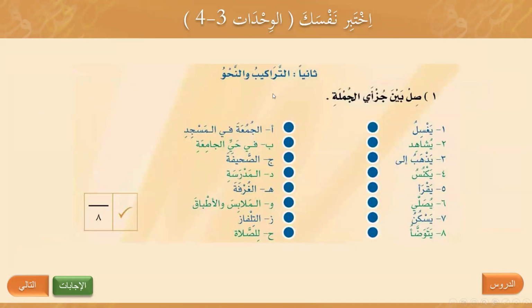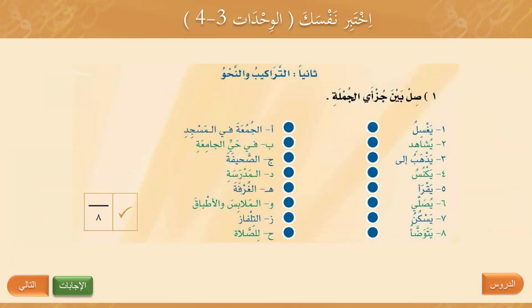ثانيا, we have التراكيب النحوية. So we have grammatical structures over here. And in the grammatical structures, we have to صل بين جزئي الجملة. Now we have two parts of the sentences, جزئين, and then here, because it is used as mudaf, the noon has been dropped. جزئي الجملة. So we have two parts of the sentences, and we have to connect them.